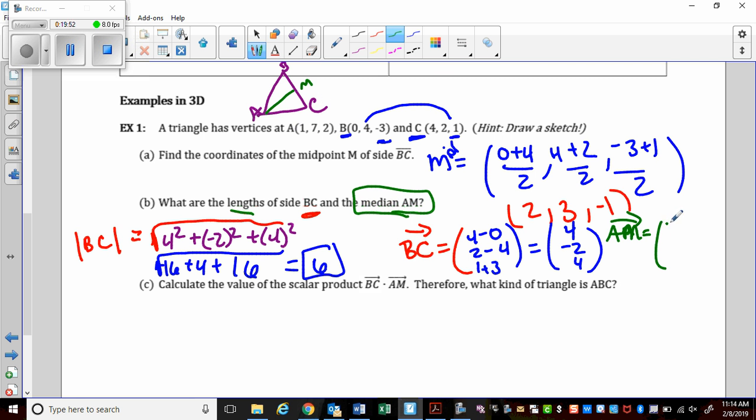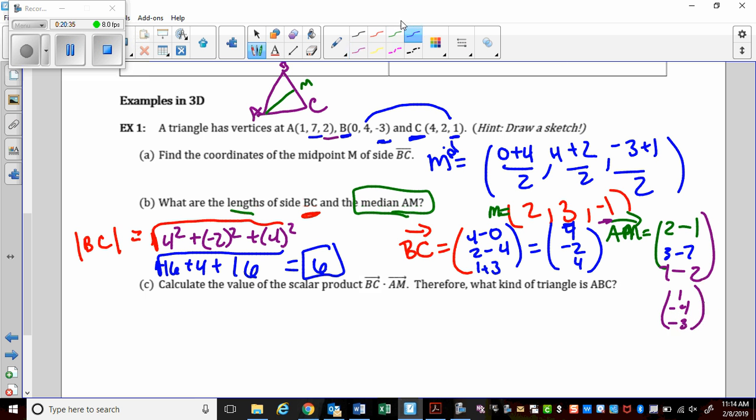So 2 minus 1, and then 3 minus 7. And I have one more, negative 1 minus 2. All right, this is going to be 2 minus 1 is 1, negative 4, and negative 3.